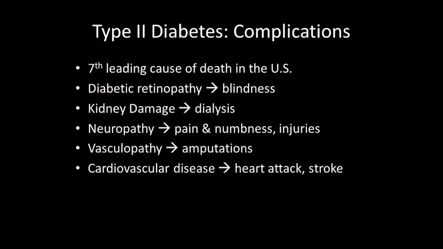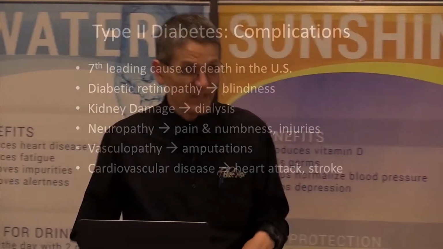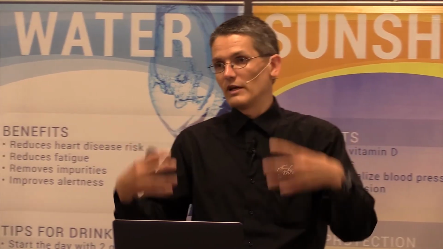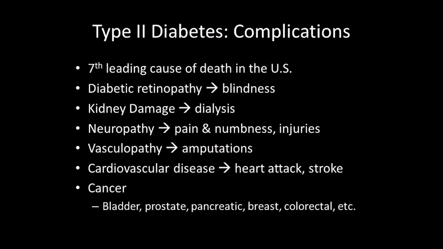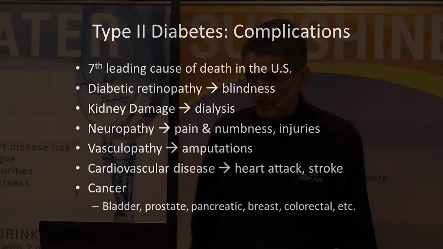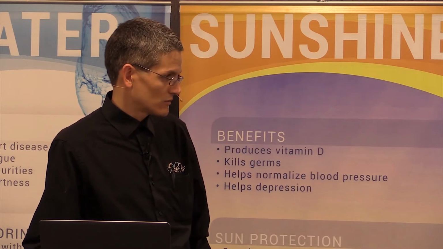And then there's cardiovascular disease associated with it as well. Diabetes speeds up the cardiovascular disease process. And about 80% of diabetics die from heart disease, heart attack or stroke. And then cancer. There are a number of cancers that are associated with diabetes, like bladder cancer, prostate cancer, pancreatic cancer, breast cancer, colorectal cancer, and there's more that are associated with it. Why? Because cancer sometimes likes sugar, and when you're diabetic, you've got lots of sugar, and so it's a good feeding ground for cancer.